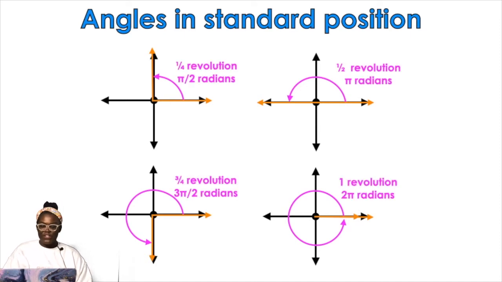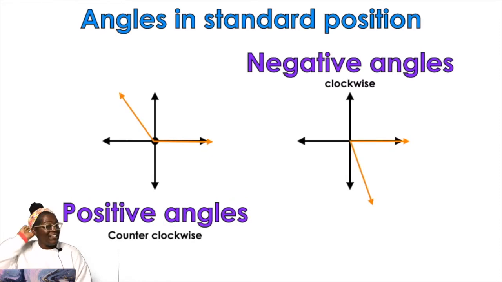Anyway, okay. So the first one is a fourth of a revolution, that's pi over two. These are common revolutions, common standard angles. If I go around a half revolution, that's pi radians. Oh, did I say the first one was pi over two? If I go around 3/4, that's 3 pi over 2. And then of course, if I go around a full revolution, it's 2 pi radians.